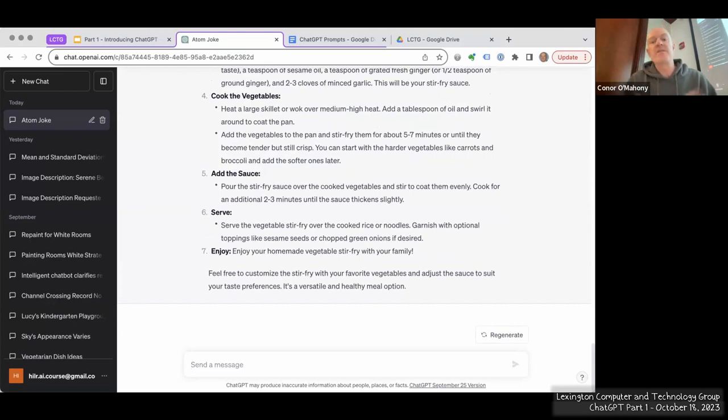Okay, so I just wanted to illustrate the back and forth here, the maintenance of context. Let's actually have some fun here.